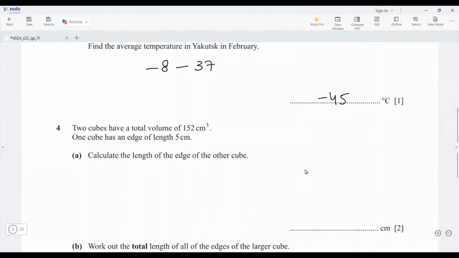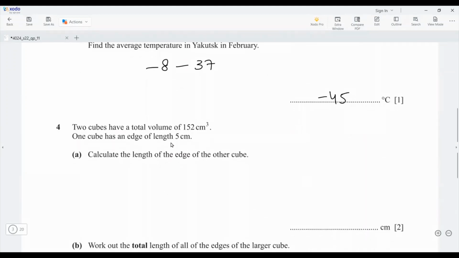So moving towards the next question. The next question: two cubes are given and the total volume is given as 152 centimeter cube. One cube has an edge length of 5 centimeter, and calculate the length of the edge of the other cube. Means the total volume is 152, and the length of one of the edges is given.